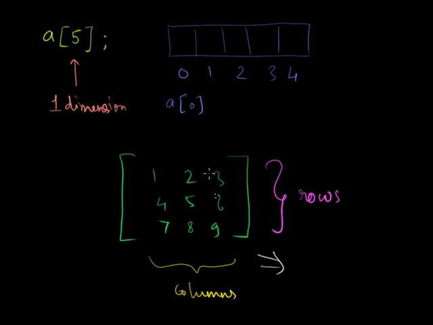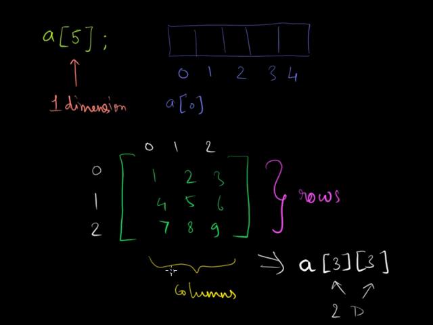So we can declare this array like this. Let's say the name of our array is A, and we have the rows index and the columns index. So here how many rows? 0, 1, 2. That means 3 rows. And the columns are 0, 1, 2, so 3 columns. So you see it has 2 dimensions, right? So this is a two-dimensional array.